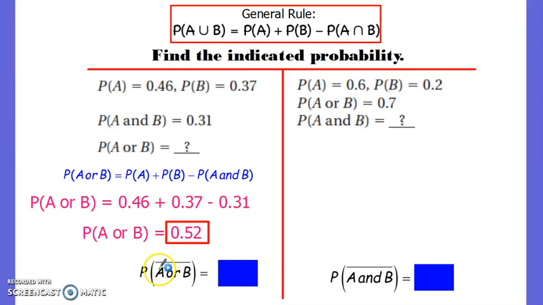The probability of A or B not happening, again, if this is the complement, therefore would be 1 minus 0.52, or 0.48.